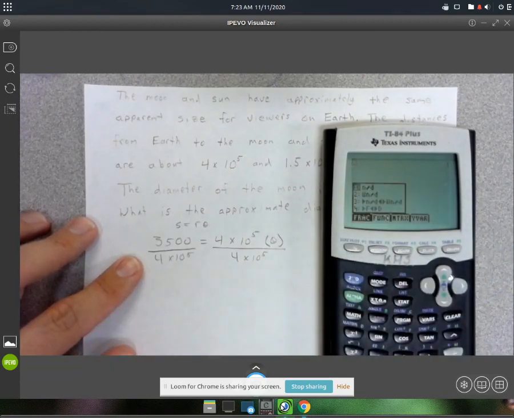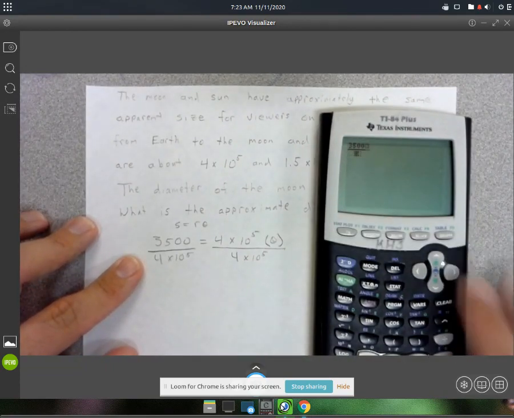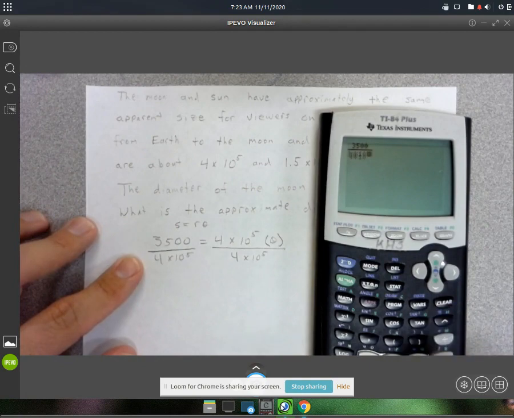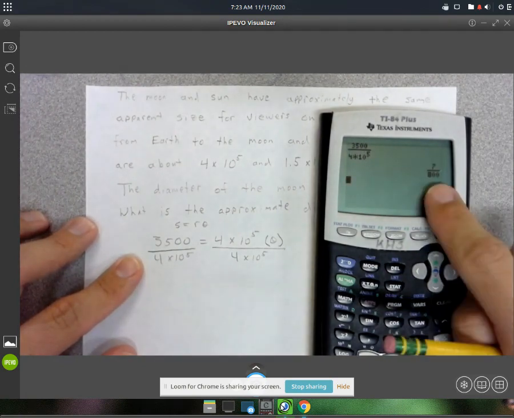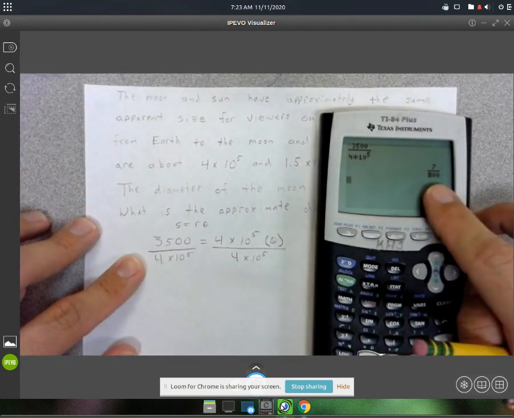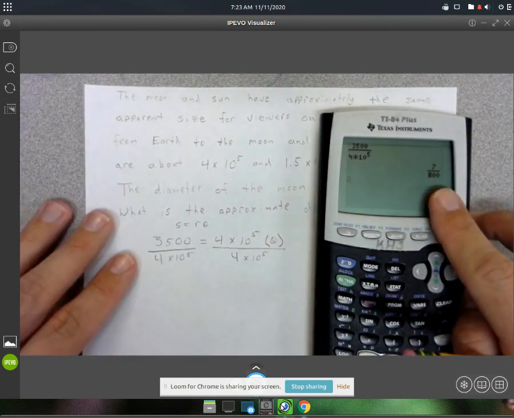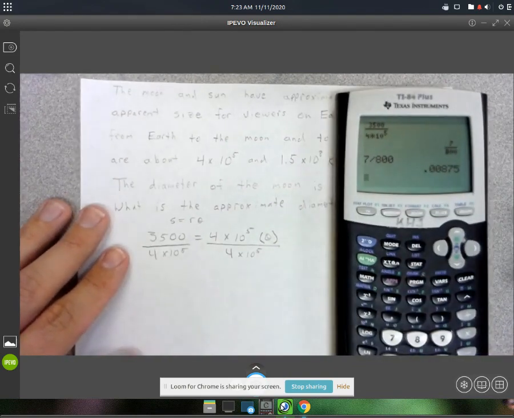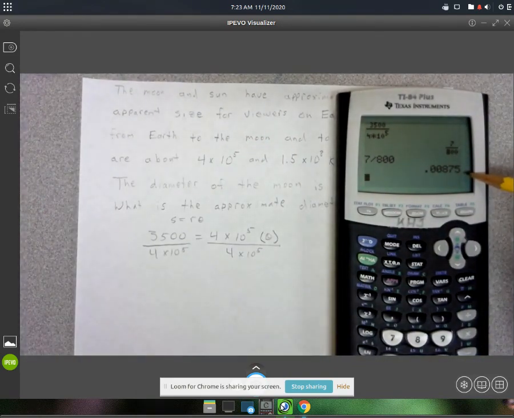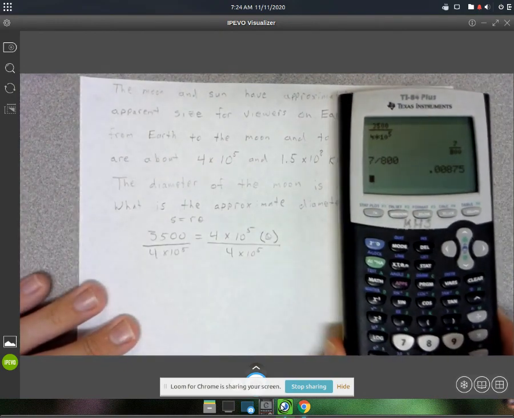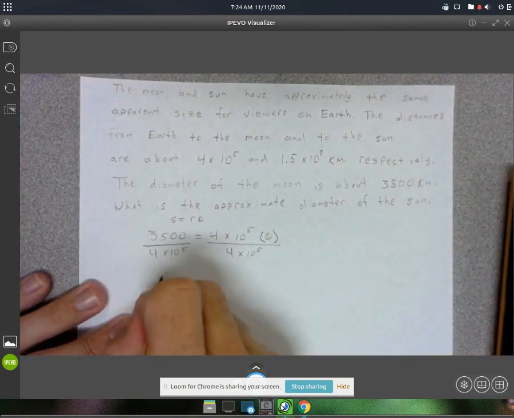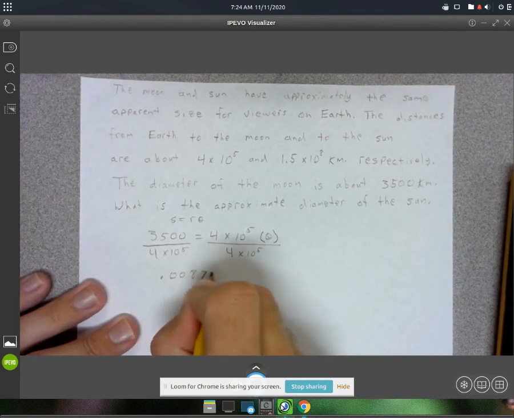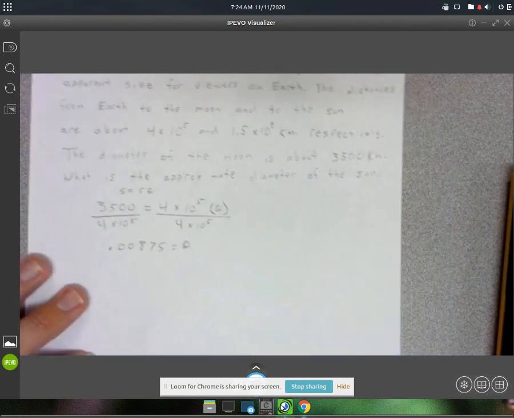So we've got 3,500 over 4 times 10 to the 5th. All right, 7 over 800. We could leave it as a fraction. I think I'm going to make that into a decimal. So 7 divided by 800. All right, so this is our angular size. This is going to be our theta for the moon and for the sun. So 0.00875. That's our theta.